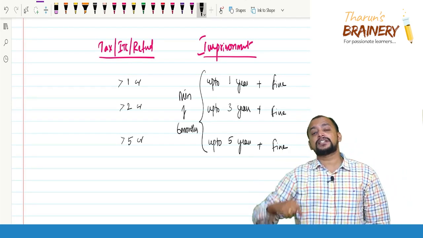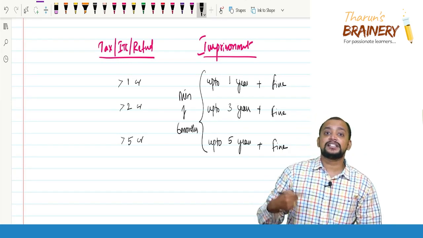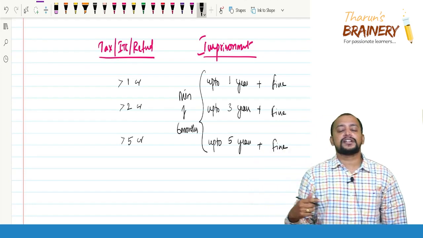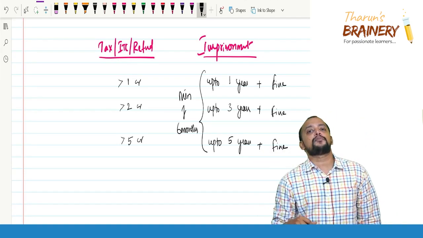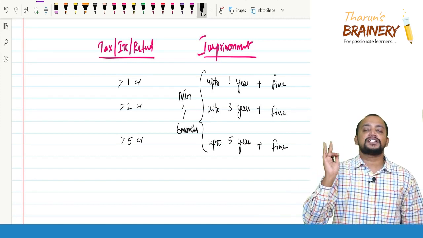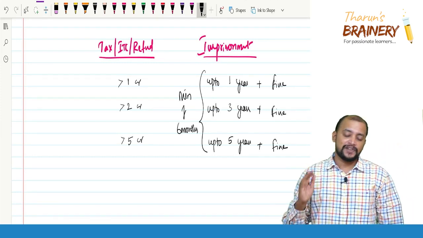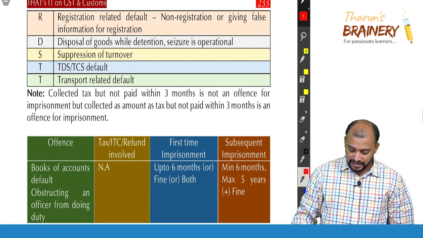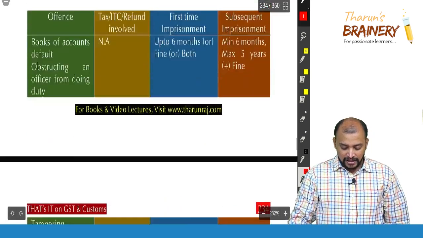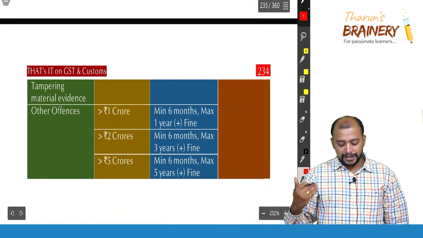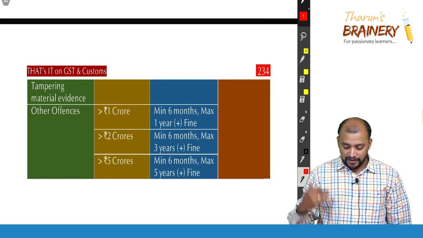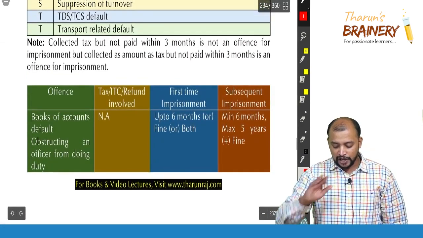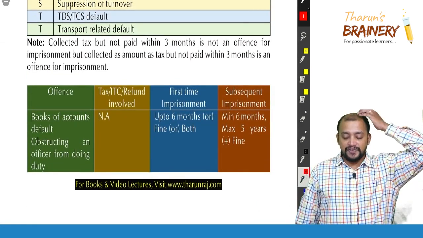Subsequent, repeated. He is a senior. He became a senior in doing offence. Always, whatever may be the amount involved, 5 years plus fine. Senior always 5 years plus fine. Okay, see this. So, greater than 1 crore, greater than 2 crore, greater than 5 crore. 125, 135. Subsequent always 5 years plus fine.